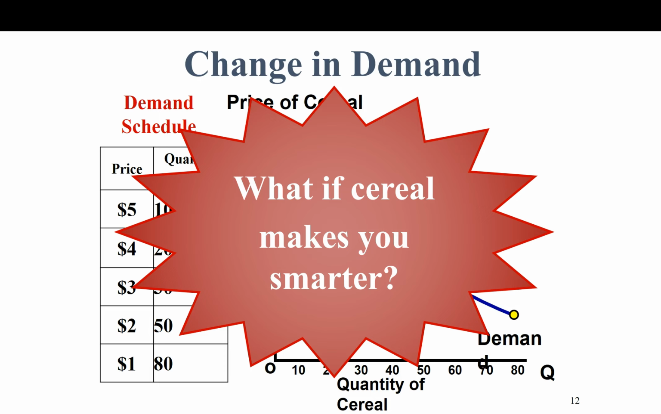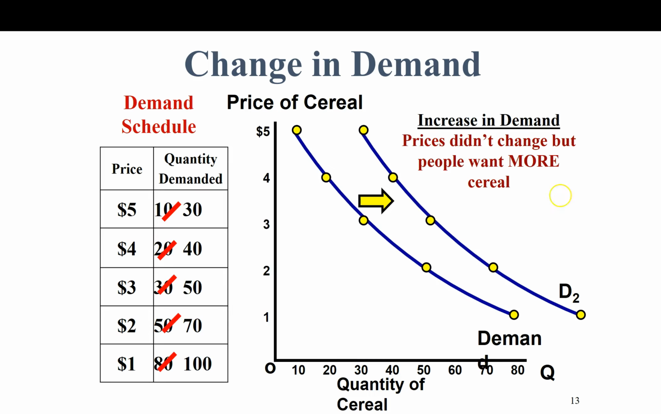So let's assume that we found out through a study that cereal makes you smarter. And as cereal makes you smarter, people are going to want more cereal at every price, and it has nothing to do with the price. And so we're going to see a shift of the entire curve. So here's our increase in demand, and here's what it looks like. At every price that cereal was offered at previously, now people want to buy more. So we would call this an increase in demand.